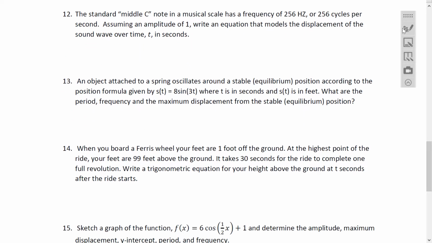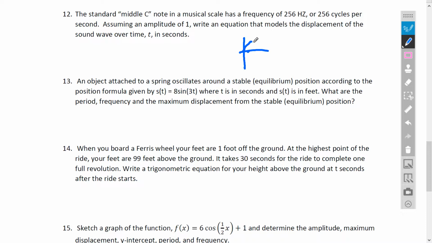12. The standard middle C note in a musical scale has a frequency of 256 Hertz, or 256 cycles per second. Assuming an amplitude of 1, write an equation that models the displacement of the sound wave over time. So we're going to use a cosine function to do this because most sound waves, you don't really start at the maximum. You start at the midline, like this. So we're just going to use a sine wave to do this.